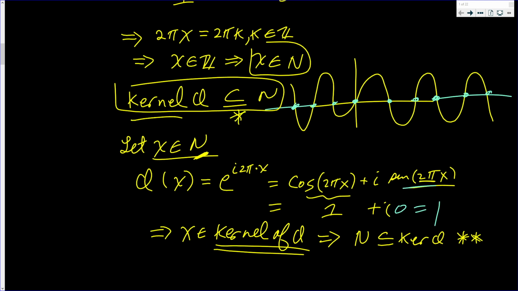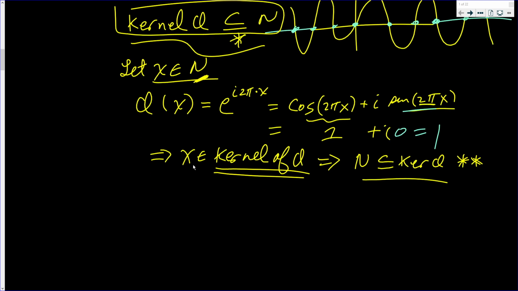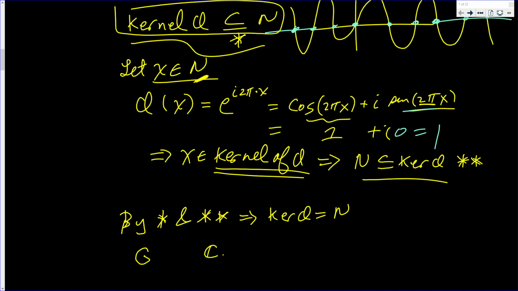Well, I have the containments in both directions. By star and double star, that implies that the kernel of phi is N. Now, we know that phi is a homomorphism from G to C1, and the kernel of that homomorphism is N. That means if we mod G by N, it is isomorphic to C1. And that completes the proof.